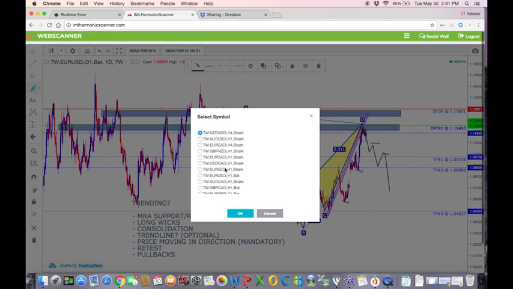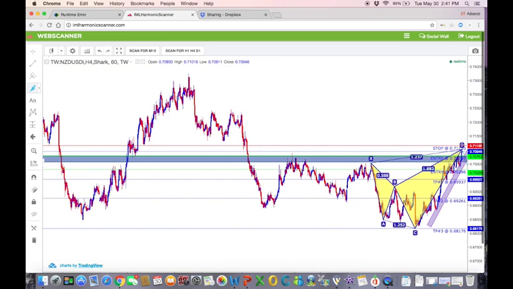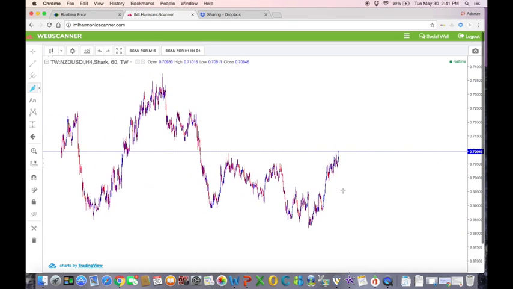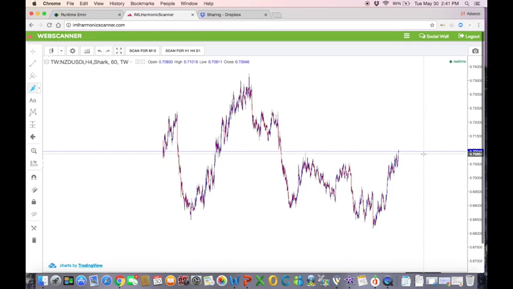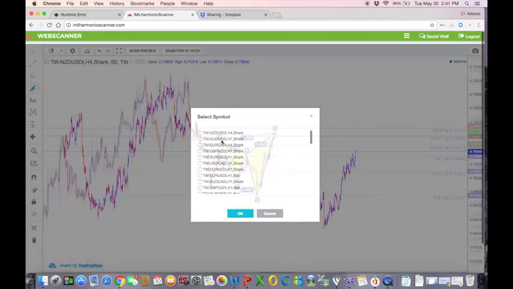Let's look at NZD USD. Let's go here. I kind of already drew this one up, but let me erase it and show you again. Okay, waiting for price. I'm waiting for all my little marks to show here. Waiting for all my marks. Let me go to another one.